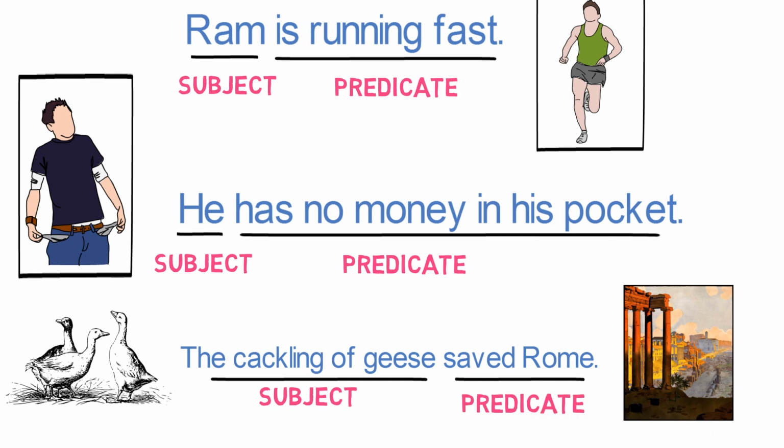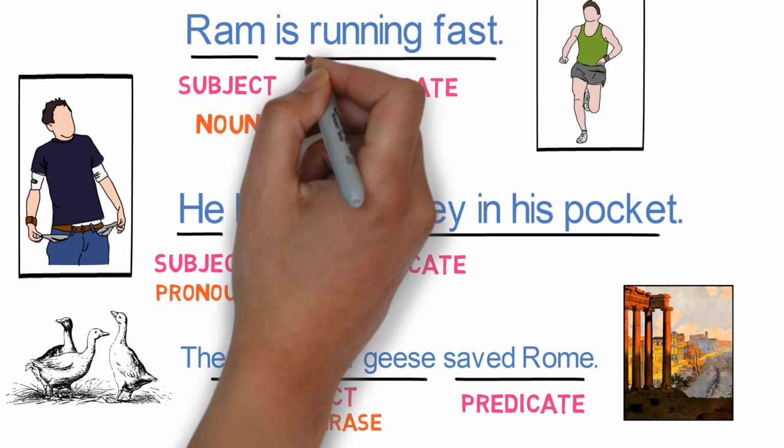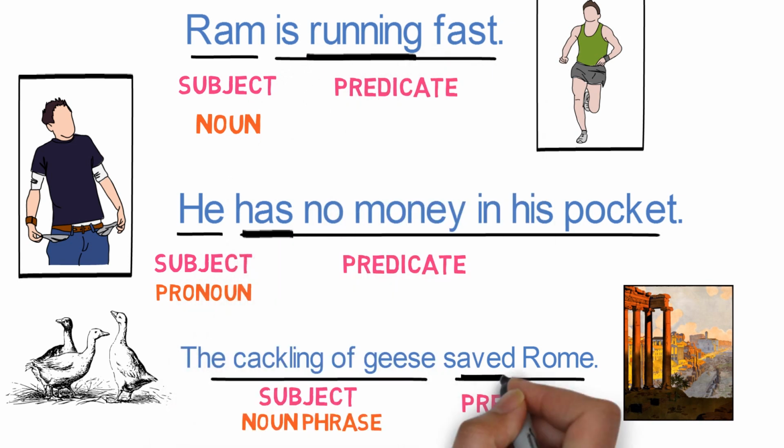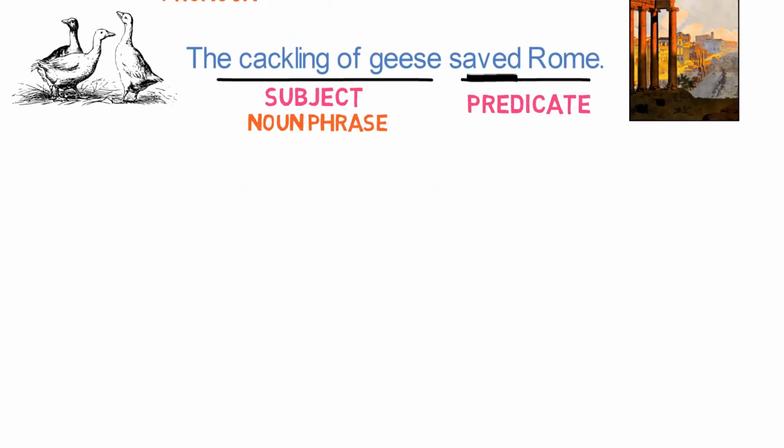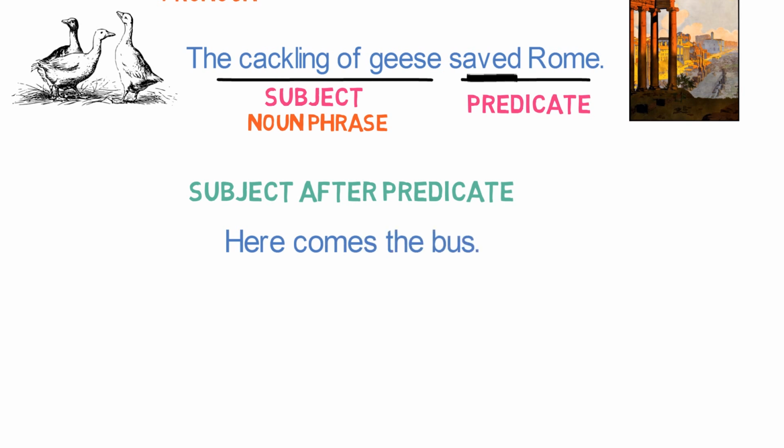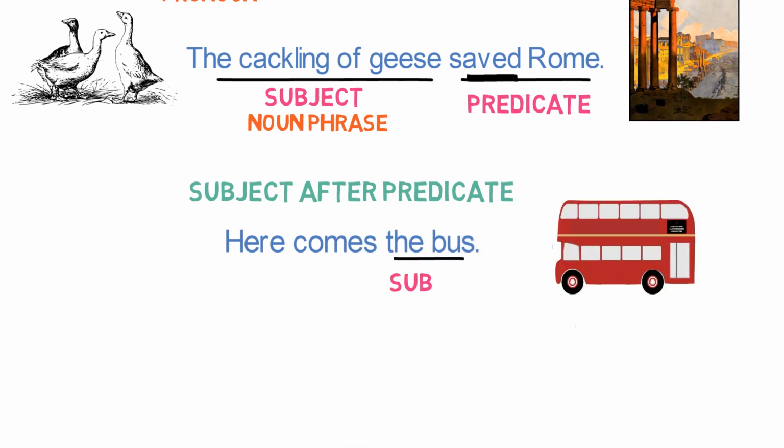Notice from these examples that a subject could be a noun like Ram, pronoun like he, or a noun phrase like the cackling of geese. And a predicate must contain a verb. It may or may not have other words, but verb is compulsory. The subject usually comes first, as you can see in these examples, but occasionally it is put after the predicate. For example, here comes the bus. Here, the bus is the subject, and here comes is the predicate.